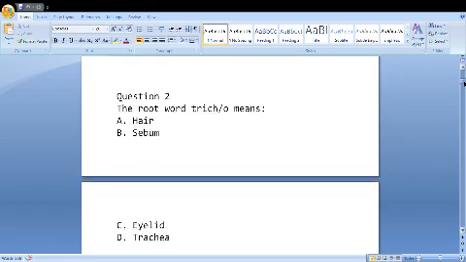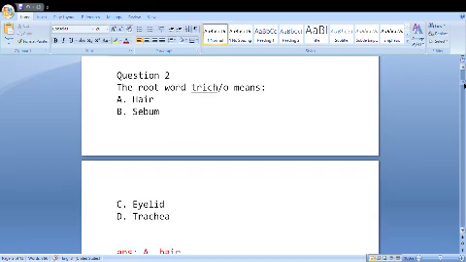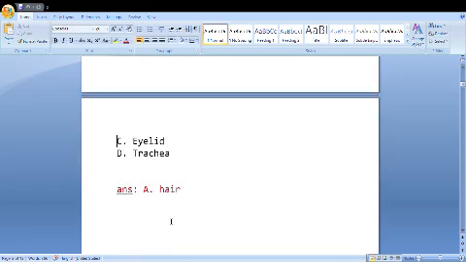Then second question, the root word tricho means, there are 4 options: hair, sebum, eyelid, trachea. The right answer is option A, hair. Tricho means hair.